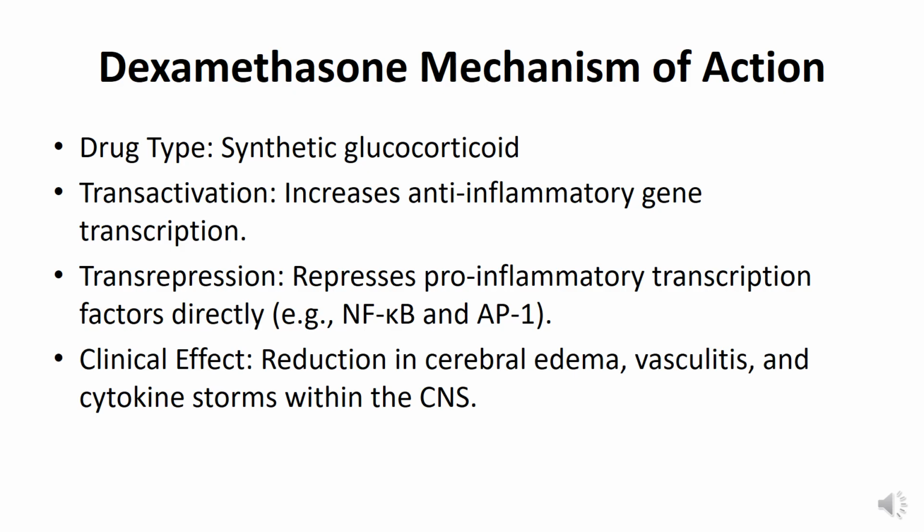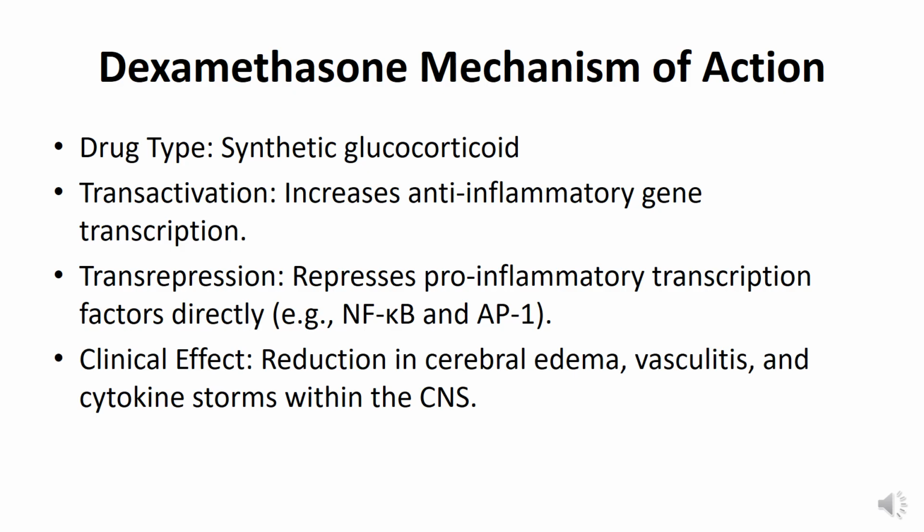These transcription factors normally stimulate the production of inflammatory cytokines and other mediators of immune activation. When dexamethasone inhibits them, the inflammatory cascade begins to slow down. As a result, fewer inflammatory signals are produced. Less inflammation means less tissue damage.